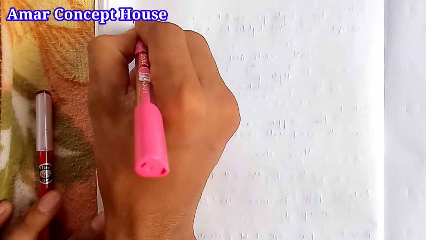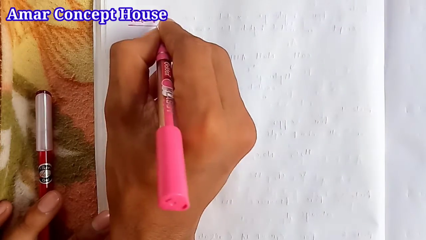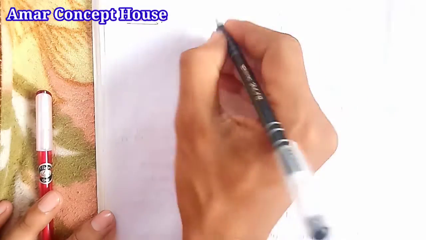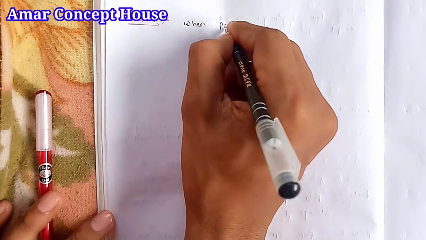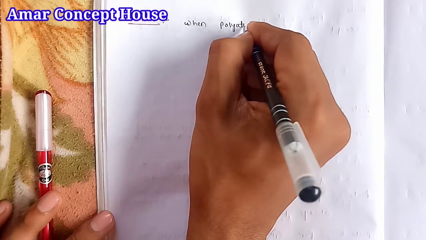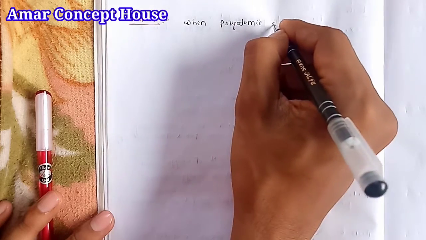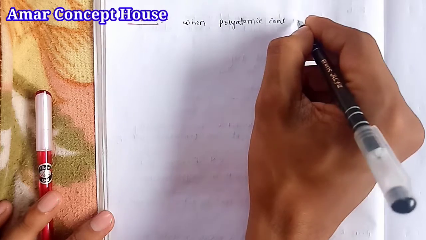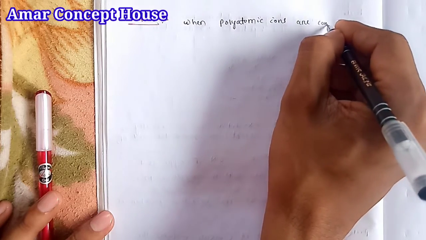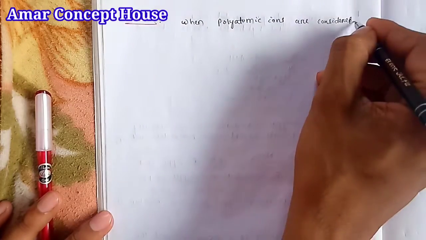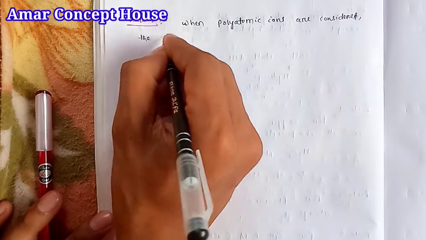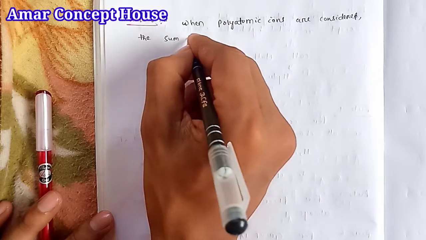Let's know about rule number 8. When polyatomic ions are considered, the sum of all the oxidation numbers of the atoms that constitute them equals the net charge of the polyatomic ion.